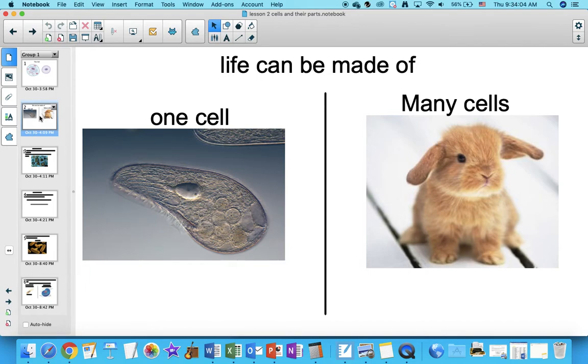We know this from previous lessons, and life can be made up of only one cell or many, many cells, right? So, here we have a type of paramecium or an amoeba of some sort, and it's only made of one cell. It's still alive, it's still considered life, but it's only made up of one cell. This little rabbit here, though, is made up of millions of cells. This is also considered alive, right?